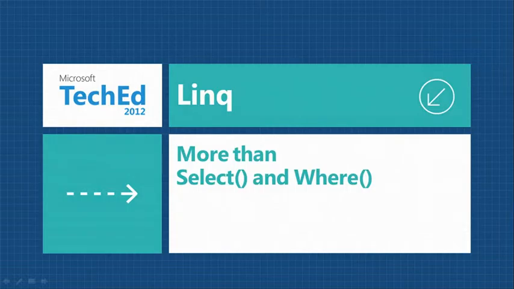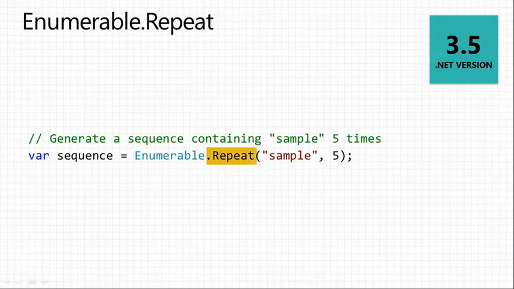Okay, link. All of this goodness that we got in .NET 3.5. There's more to it than just selecting and where, or using the embedded link syntax. So for example, on the enumerable static class, this is where all of the link to objects methods live. There's enumerable.repeat that lets you take a single item and turn it into a sequence. Sometimes useful, sometimes not, but often a useful building block for doing other things.